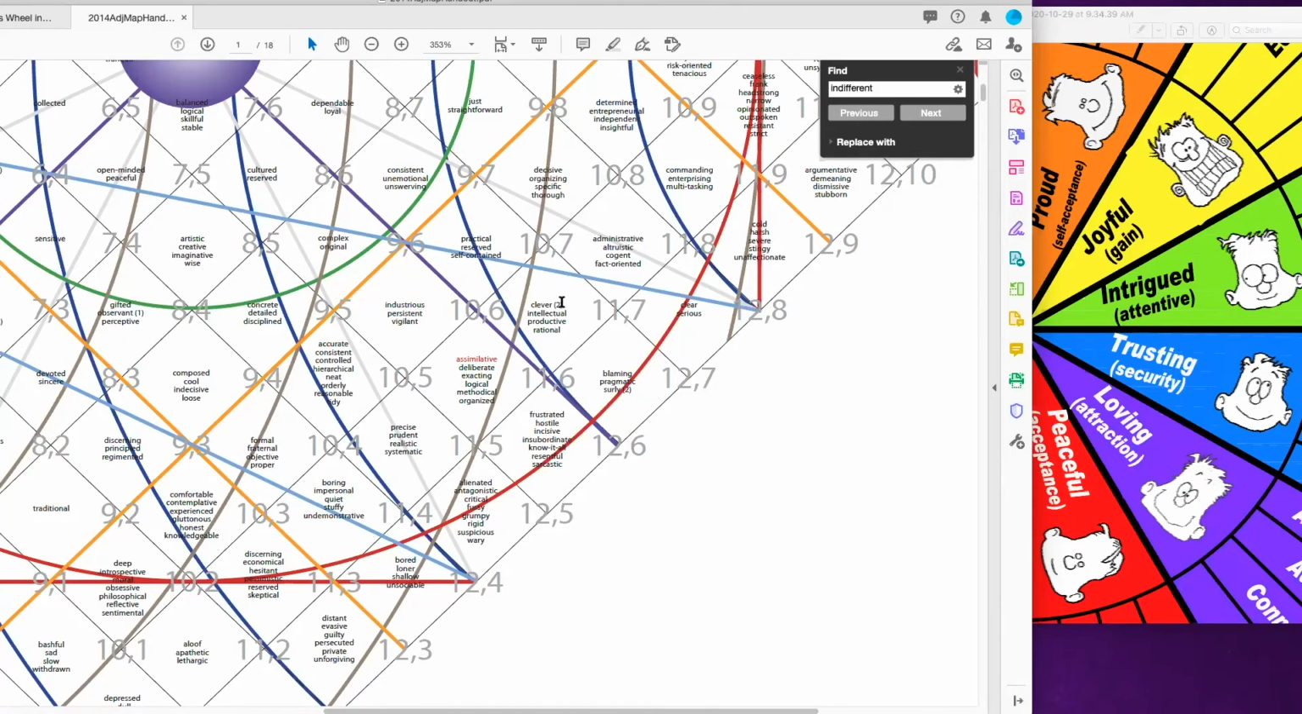Because look here: clever, deliberate, exacting, logical, methodical, organized, and right next to it, hostile, incisive, resentful, sarcastic, blaming, antagonistic, critical, grumpy, precise. Look at all those words traveling as a set. And you have that very driven analytical, that very analytical driver.